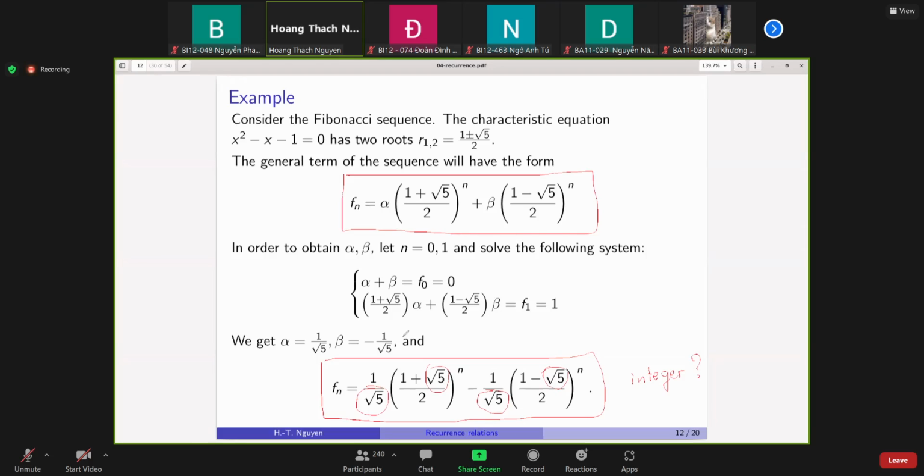But here now we are doing math, so we are happy with finding this formula, which looks kind of nice. It looks kind of symmetric. And you can see that here the exponents of both terms are n, so they are equal, and they are kind of symmetric. So this is a nice formula for the Fibonacci sequence.